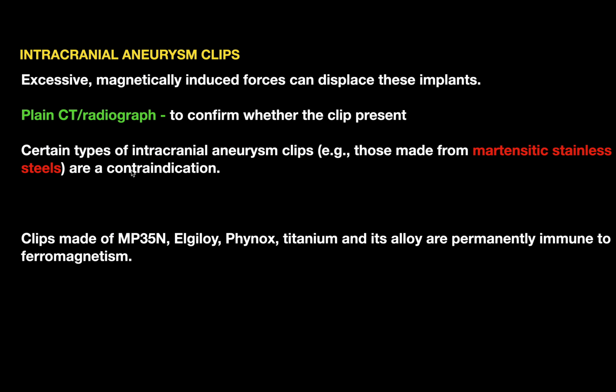Intracranial aneurysmal clips are also MR conditionals, and excessive magnetically induced forces can displace these implants. So a plain CT or radiograph should be performed to confirm whether the clip is present. Certain types of intracranial aneurysmal clips, for example those made up of martensitic stainless steel, are contraindicated. Clips made up of MP35N alloy, Phynox, titanium, and its alloys are permanently immune to ferromagnetism.